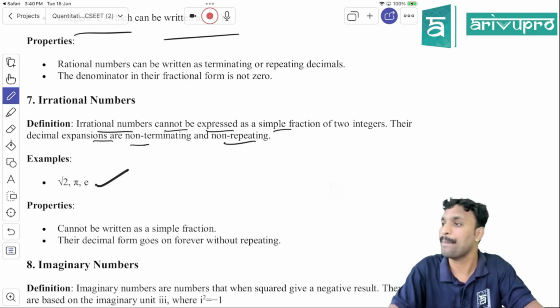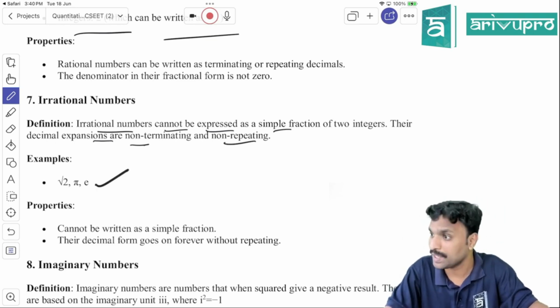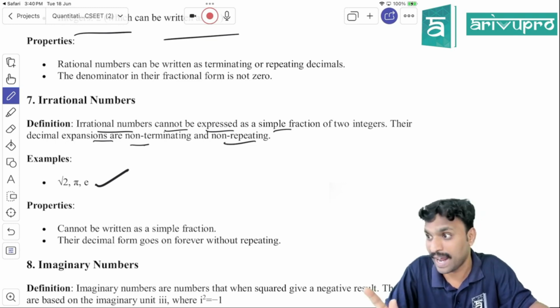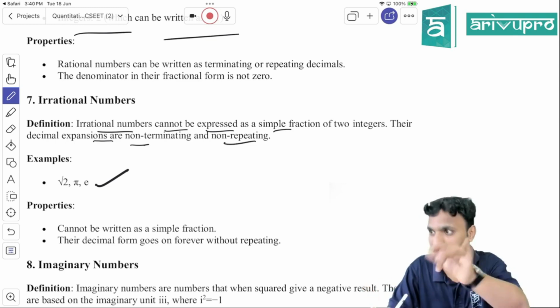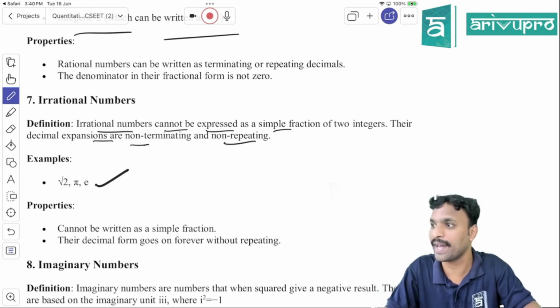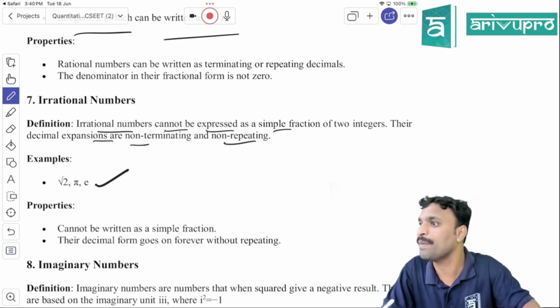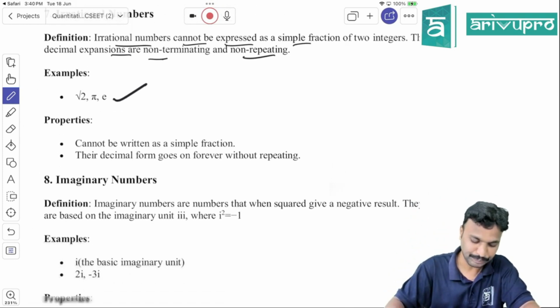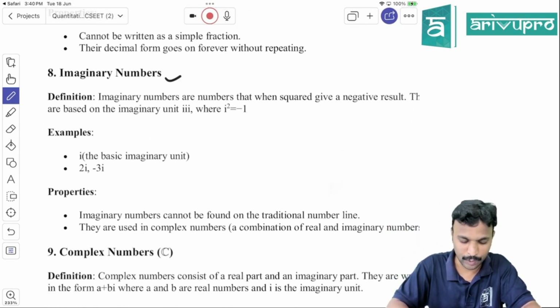So root 2, pi, exponent, root 3, root 5, all these are irrational. But root 4? Rational, because 4 is a perfect square. Therefore, root of 4 is 2. 2 can be realized in the form of a rational number. Okay. Moving on to imaginary numbers.